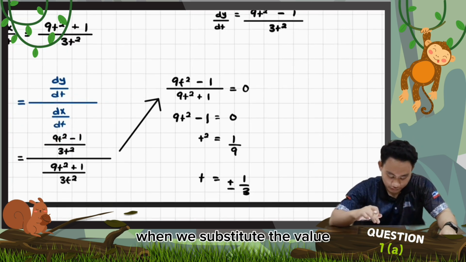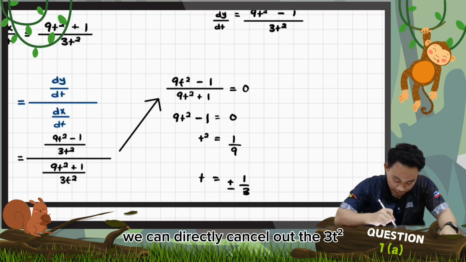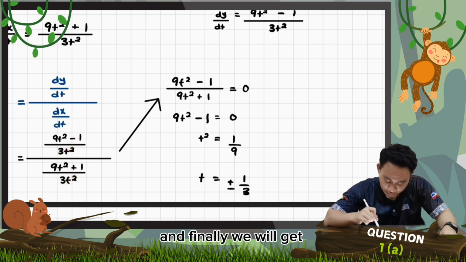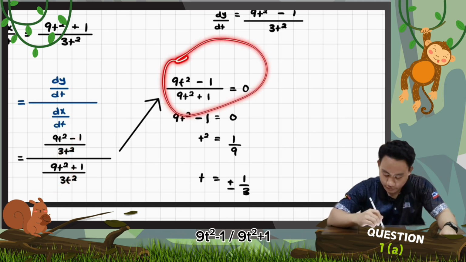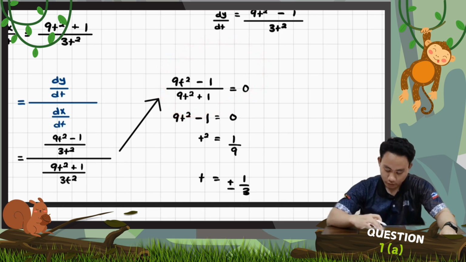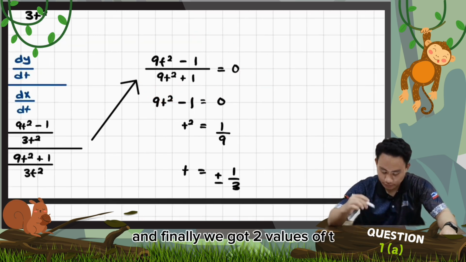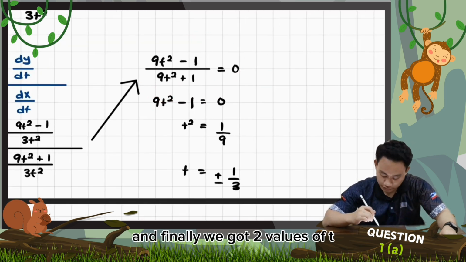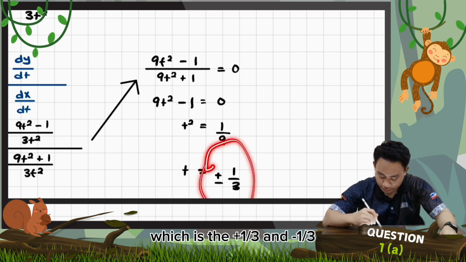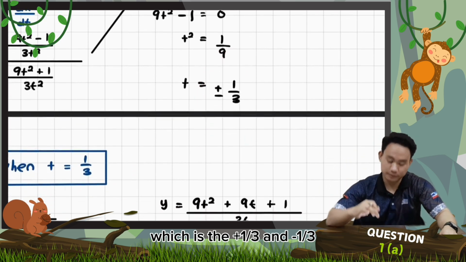When we substitute the values, we can cancel out the 3t², and finally we get (9t² − 1)/(9t² + 1) equals 0. We solve for t, and we get two values of t, which are positive 1/3 and negative 1/3.